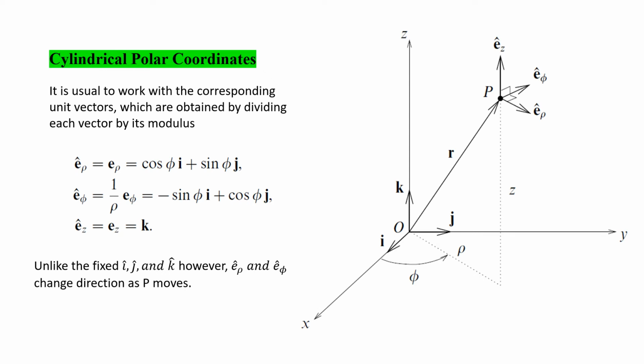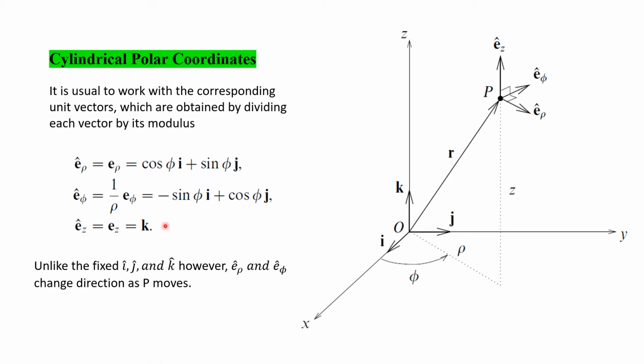So as we said in the previous slide, the vectors e rho, e phi, and ez are not all of unit length. And although your e rho, e phi, and ez form a useful set of basis vectors in their own right, it is usual to work with the corresponding unit vectors, which are obtained by dividing each vector by its modulus, or when we say modulus again, it's the magnitude of the vectors.